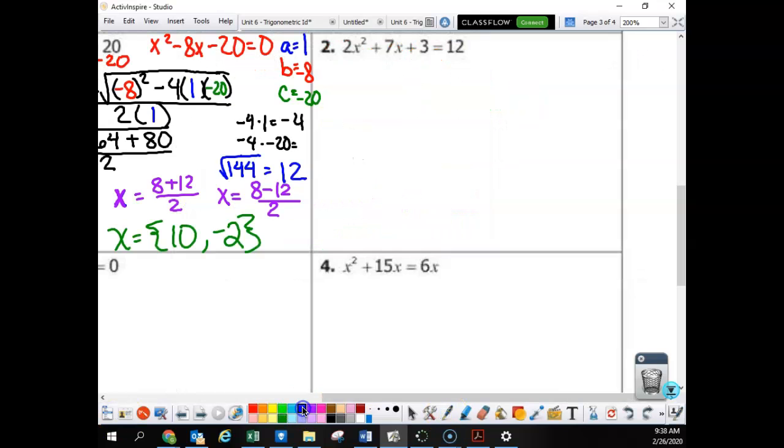So number 2, what is the first step that I have to do? So you subtract 12 from both sides. And since 12 is a constant, I'm going to subtract it from 3. So this is now going to become 2x squared plus 7x. What is 3 minus 12? Negative 9, and that is going to equal 0. So I got to label my A, my B, and my C. So what is A equal to? 2, right? A is equal to 2. It's the coefficient in front of x squared. B is equal to 7, right? And then C is equal to negative 9.